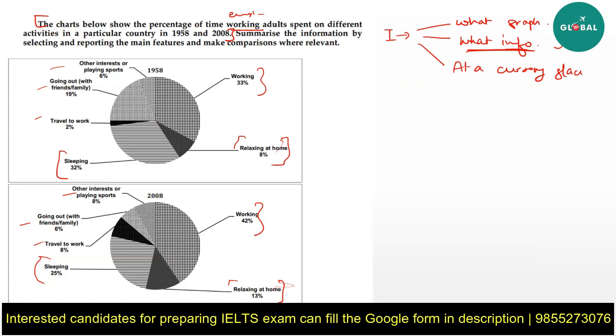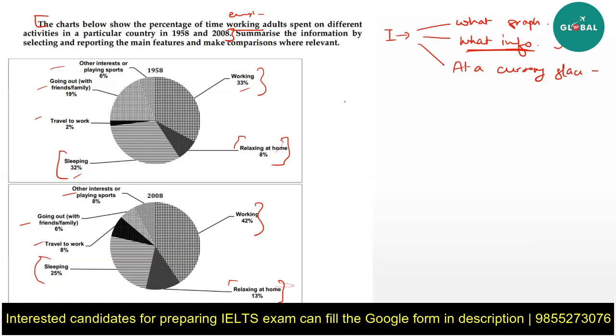That is it. You will never ever give any hardcore figures or any specific things like 33% or 32% that is given here. You will never include that in your introduction. Your introduction should be very simple, easy to read, and just introduce the topic. So to introduce the topic, you just need to say what kind of graph it is and what kind of information it is depicting. That is it.